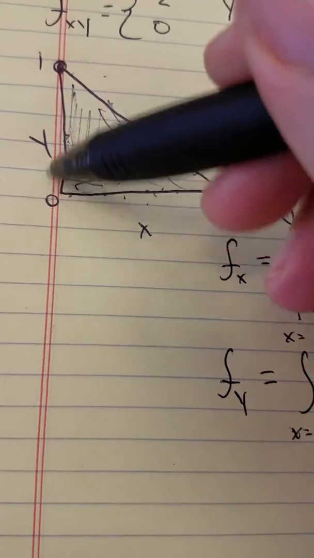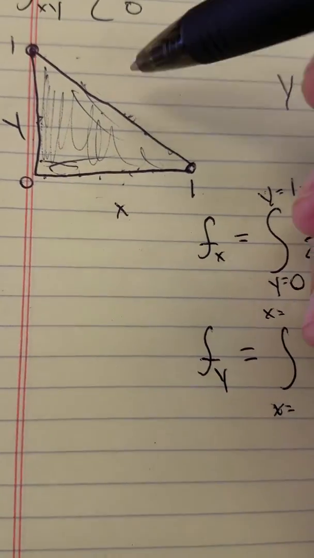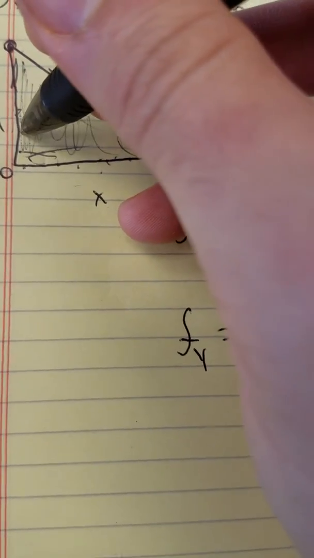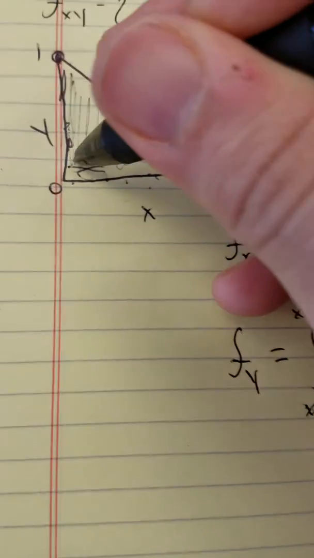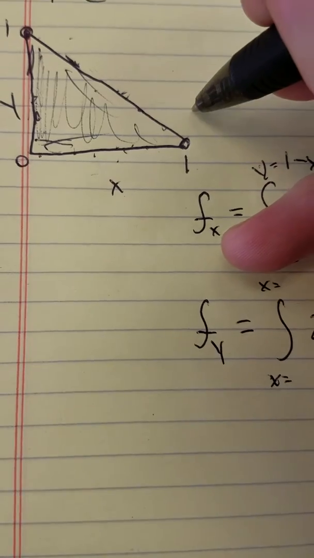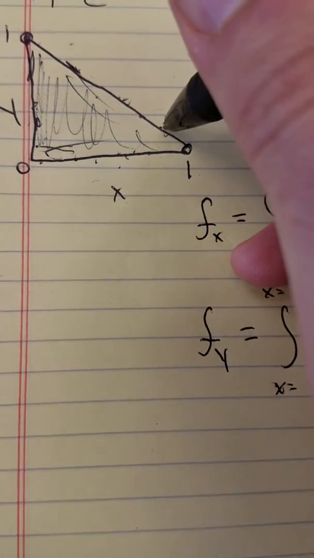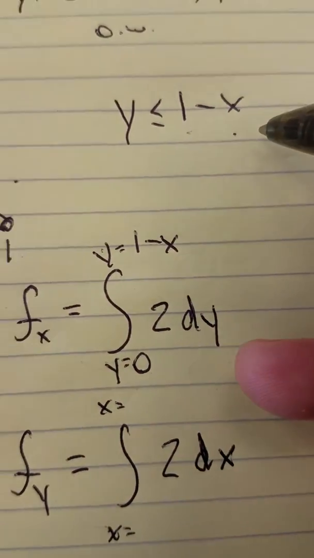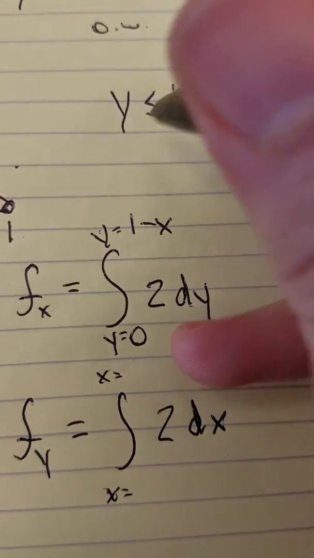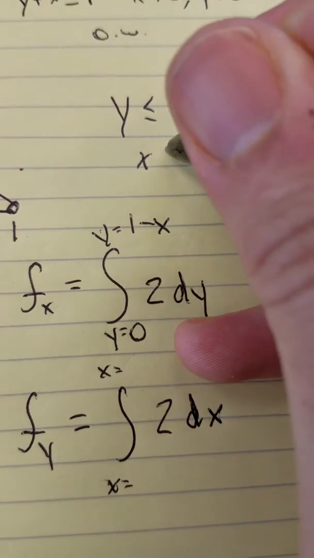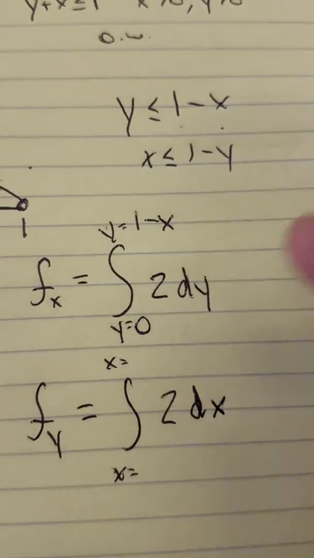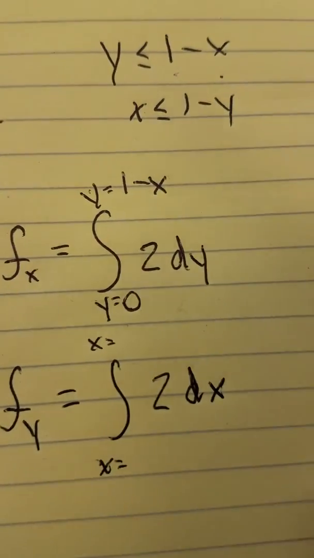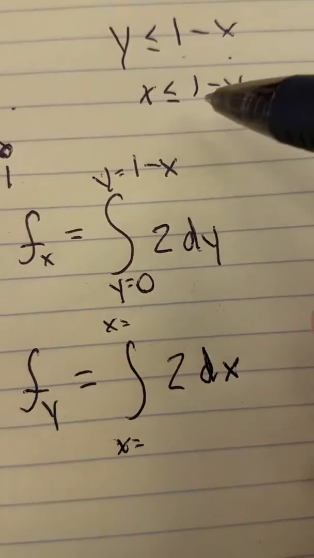Well, we know x is between 0 and whatever this line is, everywhere. So x equals 0, and then whatever this line is. This line is y less than or equal to 1 minus x. You can also change this over and make this x less than or equal to 1 minus y, because that's the same thing. It's the exact same line. All we did was add x to this side and subtract y from the other side.